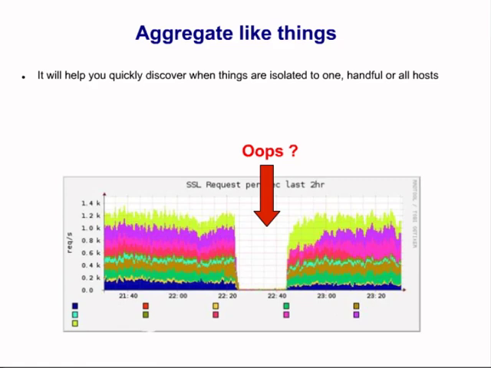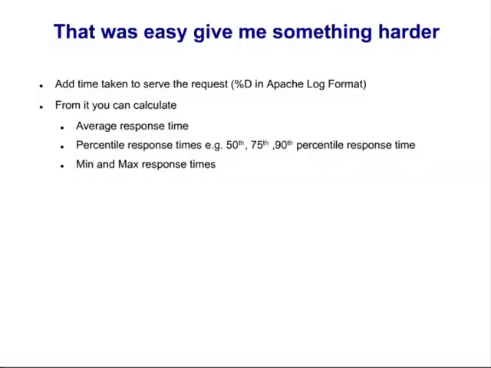So that was easy. Now Mike covered the %D, which is the time to service a request in microseconds. Some of the useful metrics you would get out of it are the average response time for each, percentile response rates, and min and max.